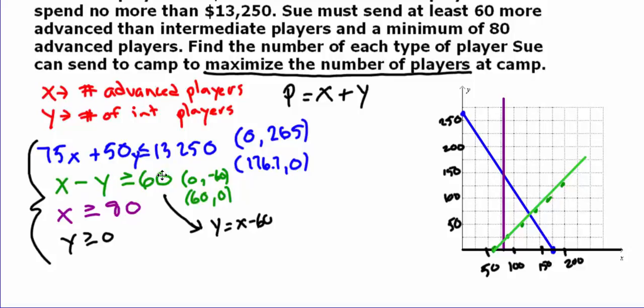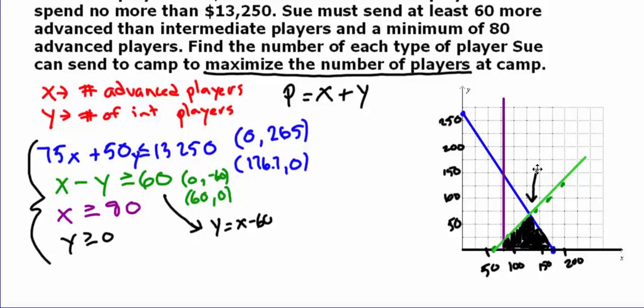0 minus 0, is that more than 60? No, so this is not shaded. This is actually shaded underneath. So our shaded region is this quadrilateral right here. It might be easy to miss. That green line is the challenge on this problem, but be careful with it and you can handle it.